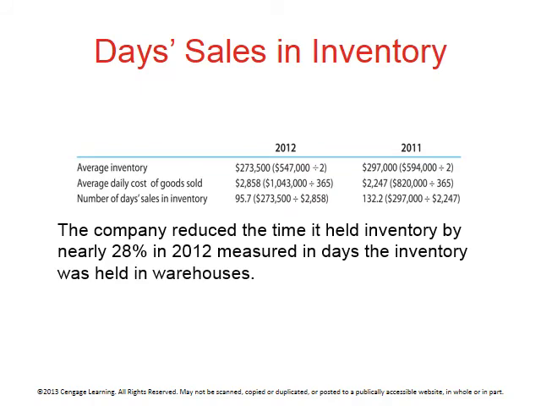So that tells us that in 2012, inventory was in the warehouse or on the shelves for 95.7 days before being sold. But it's still an improvement over 2011 by quite a bit. It was 132 days in 2011. So year over year, the company improved its ability to move its inventory faster.